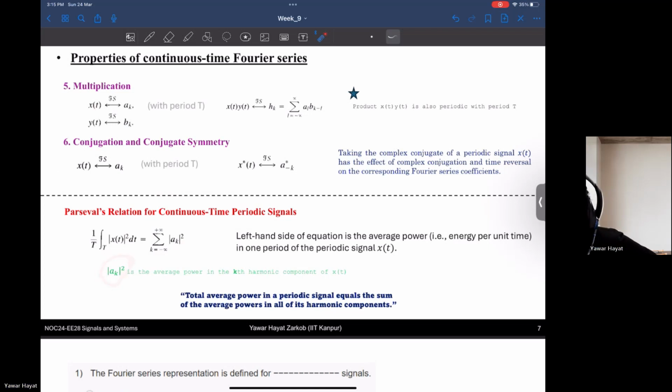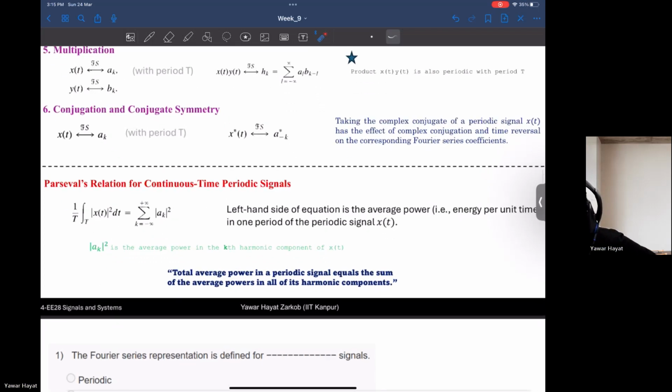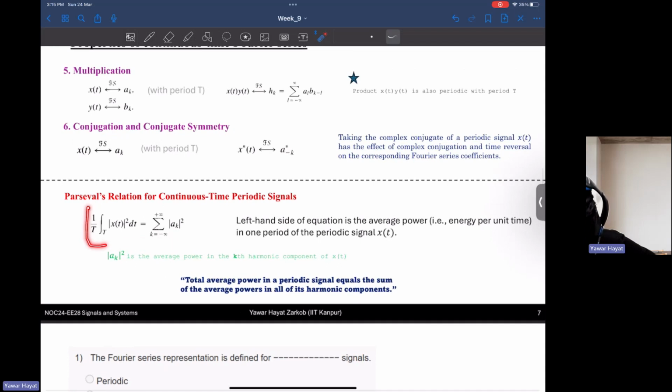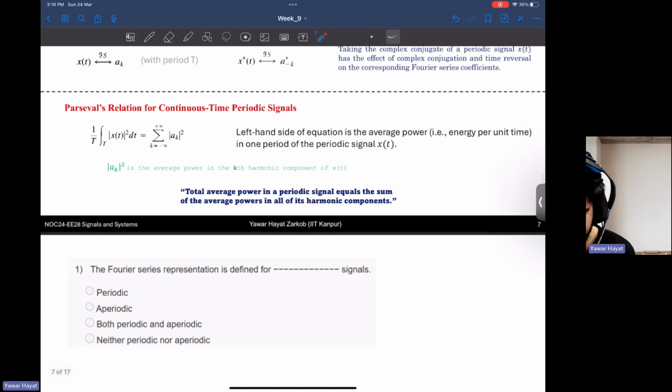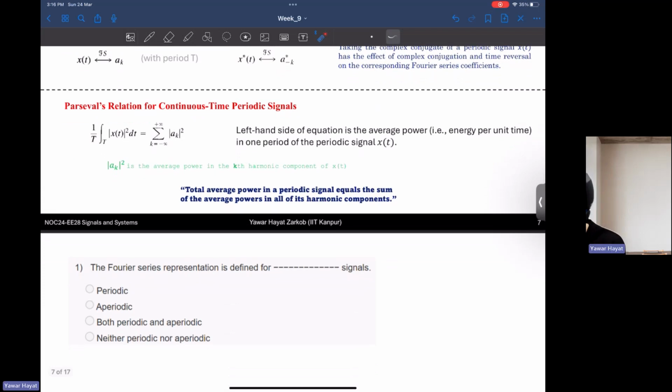So for a particular k, modulus of ak squared would be the average power in the kth harmonic component of x of t. By Parseval's relation, we understand that the total average power in the periodic signal is equal to the sum of the average powers in all of its harmonic components. That finishes the recap part. We can start with the questions.